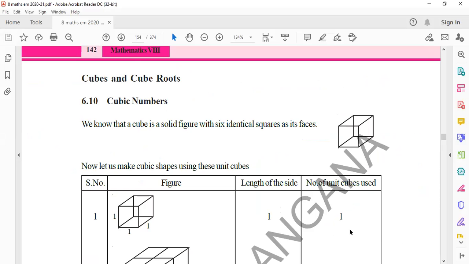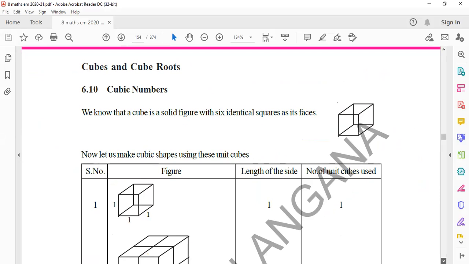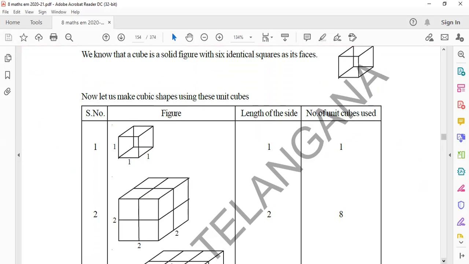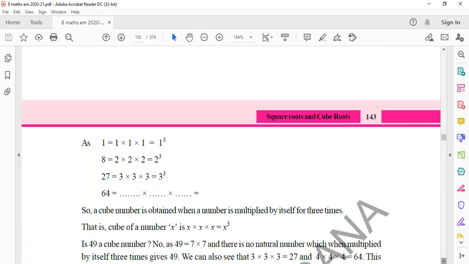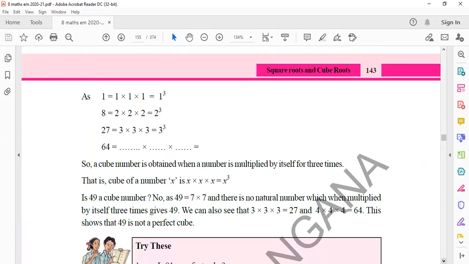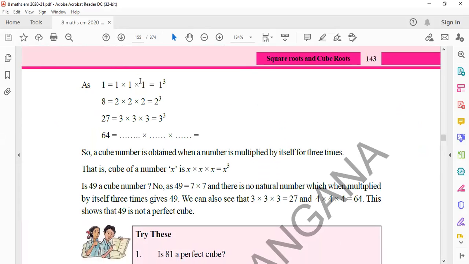So this is the cube and cube root analysis. Let us take the cube of a big number: it means you multiply the given number three times, like the three dimensions of a box. So for one, we write 1 into 1 into 1, it's 1 cube. For 2, 2 into 2 into 2, 2 cube. 3 into 3 into 3, it's 3 cube.